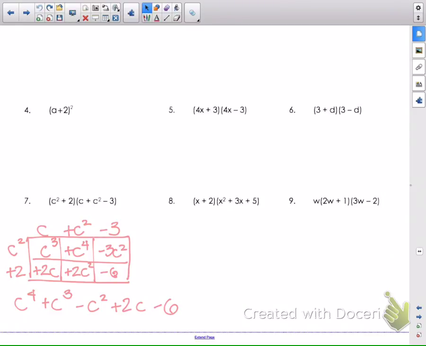Let's talk about 9 together. Why is 9 another one I'd want to talk about together? Because there's just like a distributing thing to do. There's 2 parentheses plus an extra.